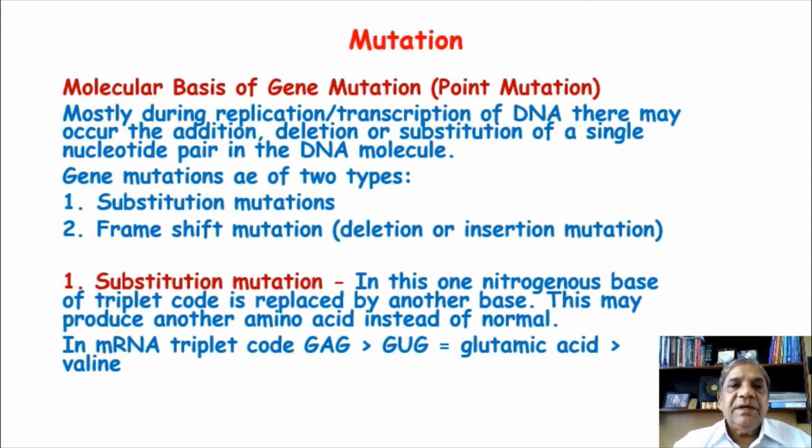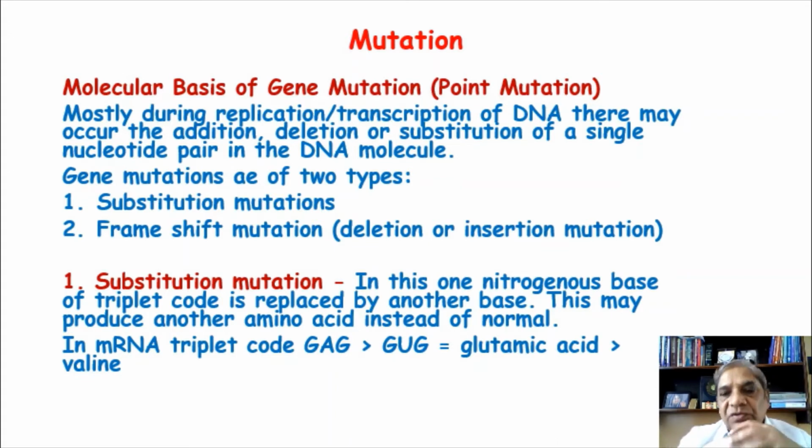So there may occur the addition, deletion, or substitution of a single nucleotide pair in the DNA molecule. What is a nucleotide pair? A single nucleotide pair is the basic unit of the DNA molecule. Many nucleotides join end to end and form one strand, against which another strand will form. That way the DNA molecule forms a double strand.